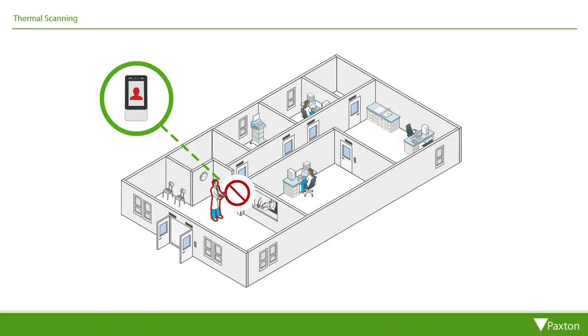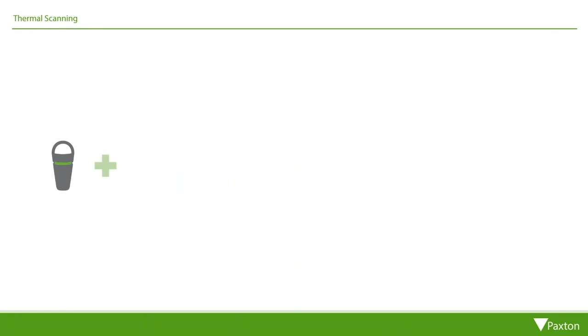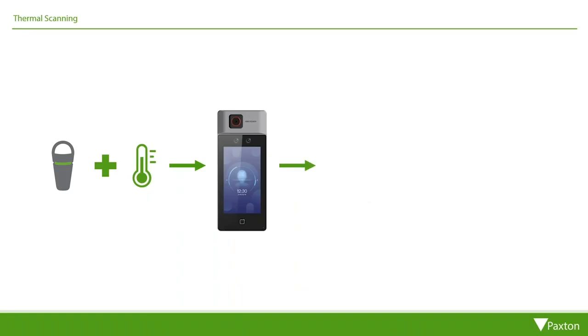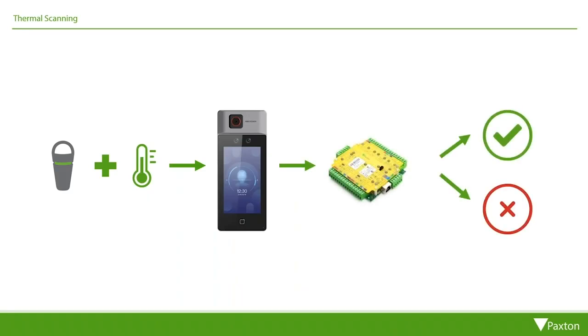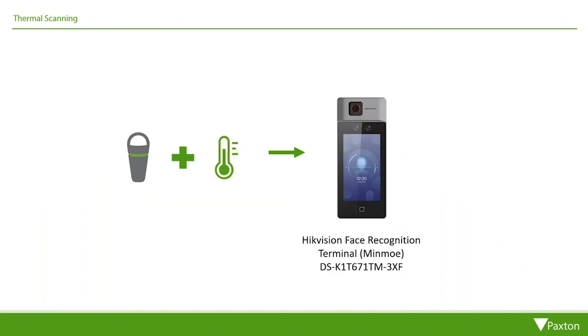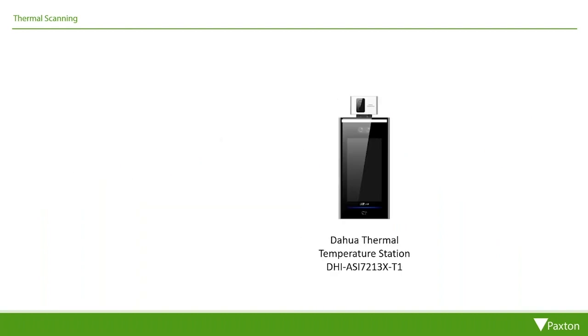The way in which the integration would work would be: the user presents their token, the temperature is taken by the camera, and access is permitted if in the acceptable range or denied if higher than the threshold that's set. The process takes less than a second and works in conjunction with Net2 access levels. Hikvision, Dahua and an increasing number of solutions have been evaluated and are supported.